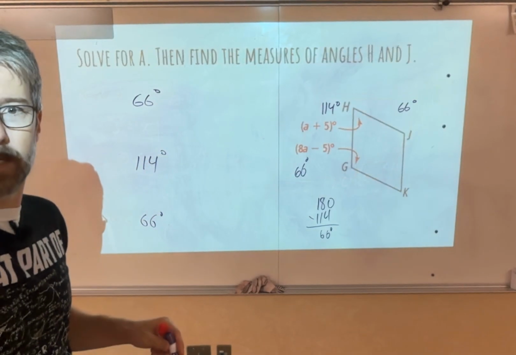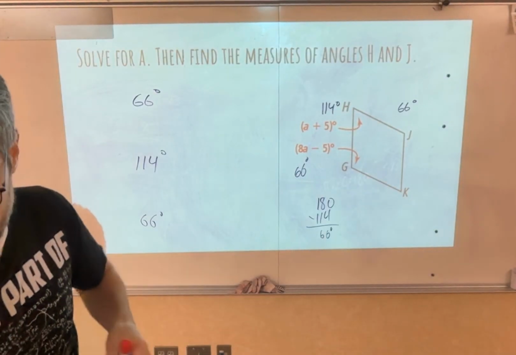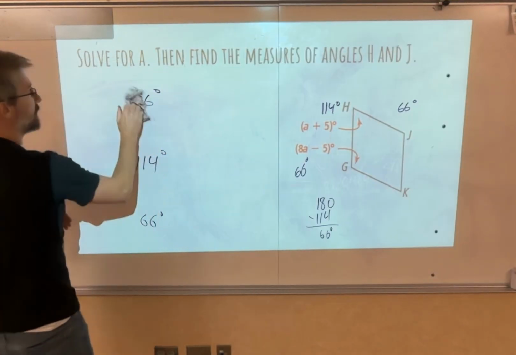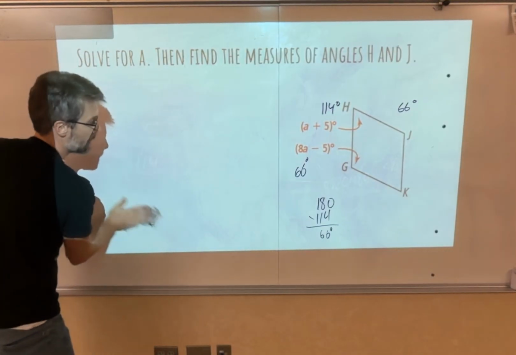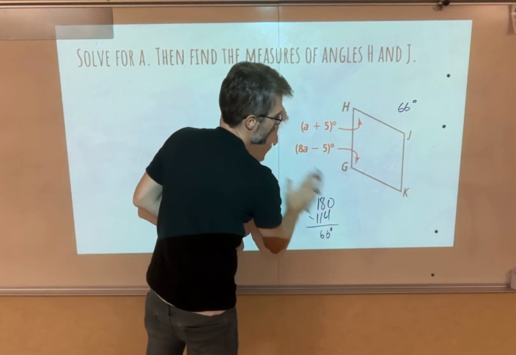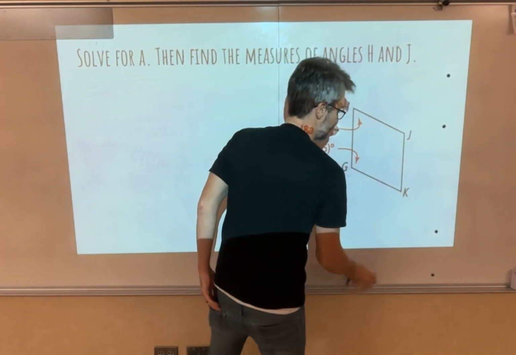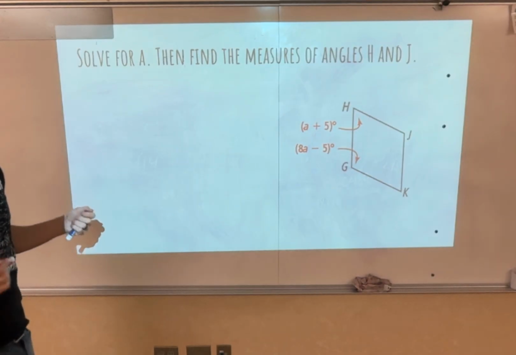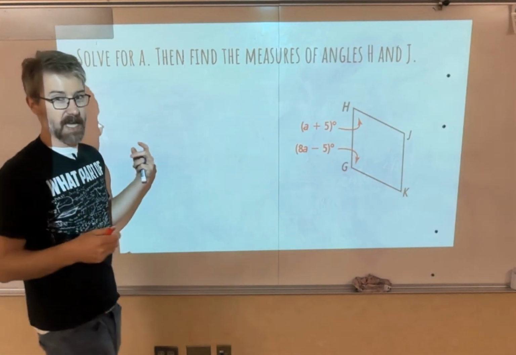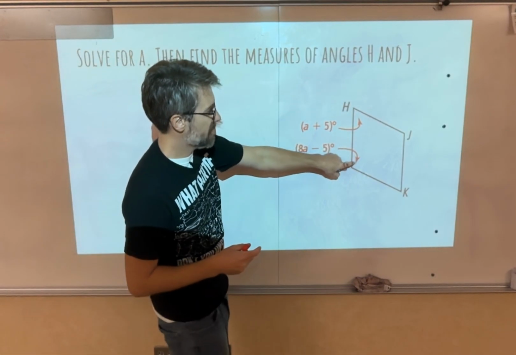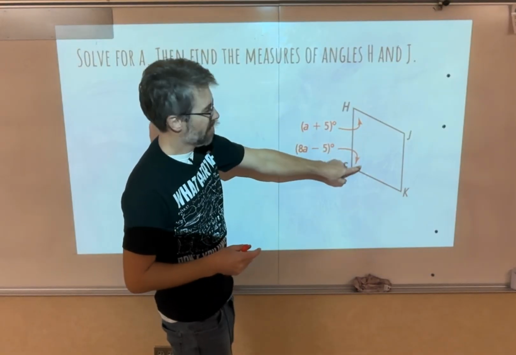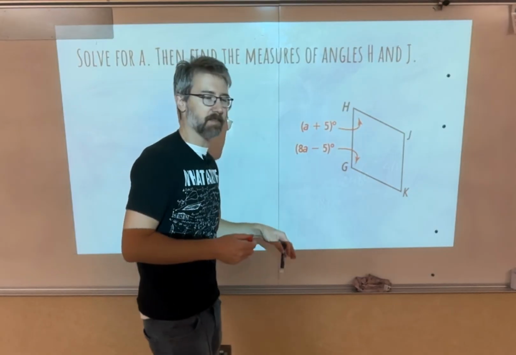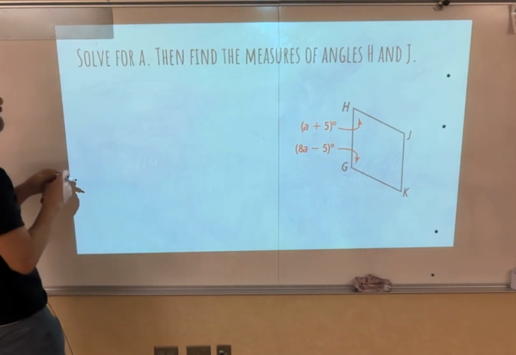All right, let's crank it up a notch and throw some algebra in there. So solving for our variable A and then finding the measures of angle H and angle J. So three-part series on this one. Now, I have to think about with this: are these two things equal or do they add to 180? These are consecutive angles, right? I've got an obtuse and an acute angle, a big angle and a little angle. They're going to add up to 180 degrees in a parallelogram.